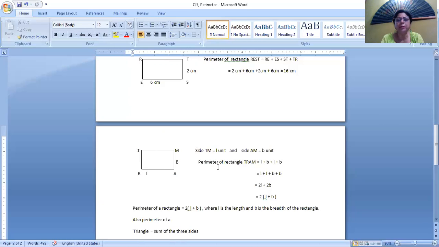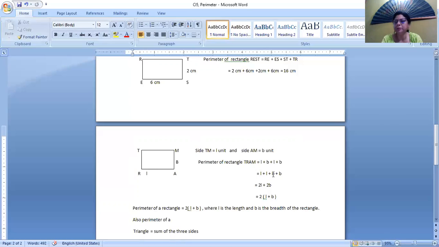Now what is the perimeter of rectangle TRAM? It is equal to what? If this is L, then if we start from here, we have to write L first, then plus B, it is small b actually, okay, small b, then L plus B. Is it clear, all of you? So here it is L plus B plus L plus B.